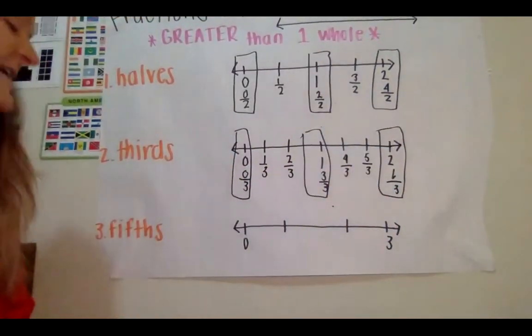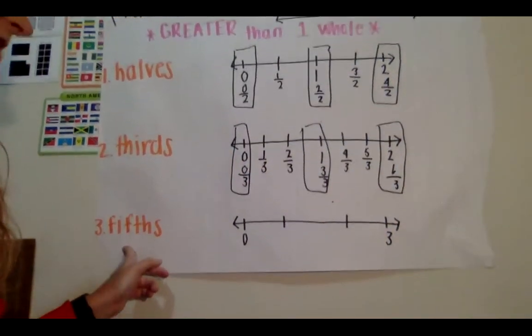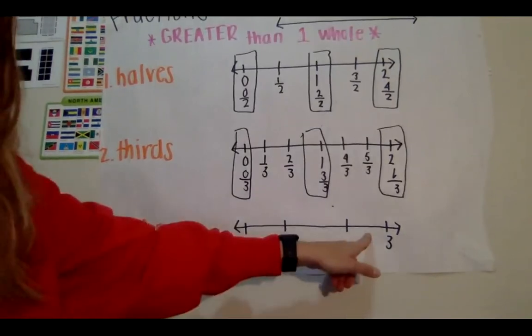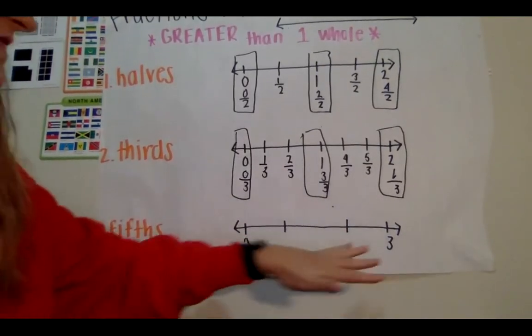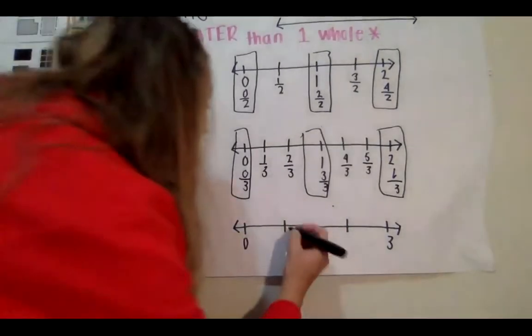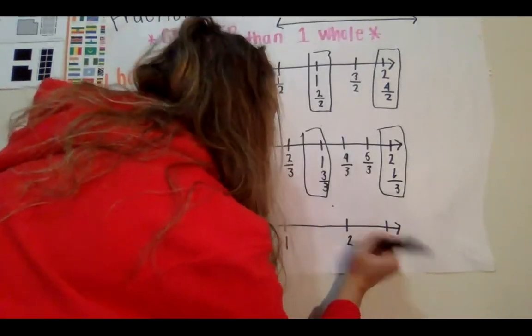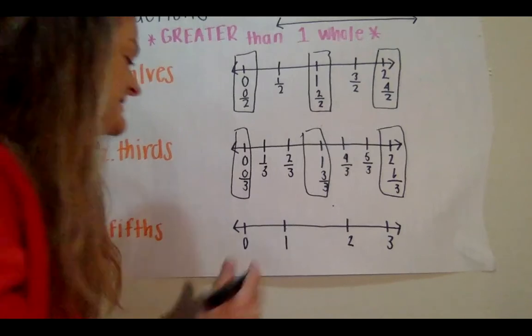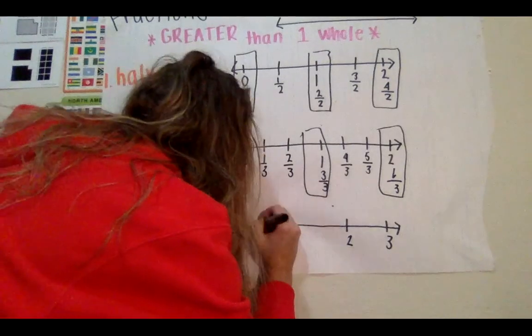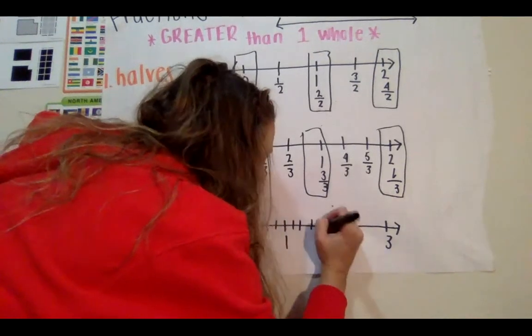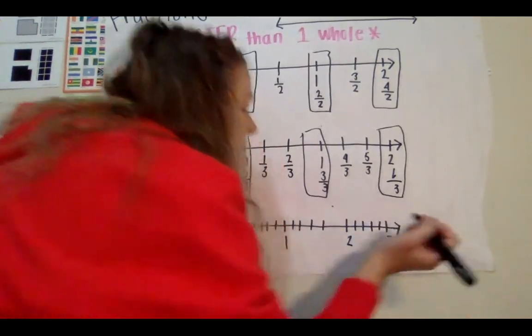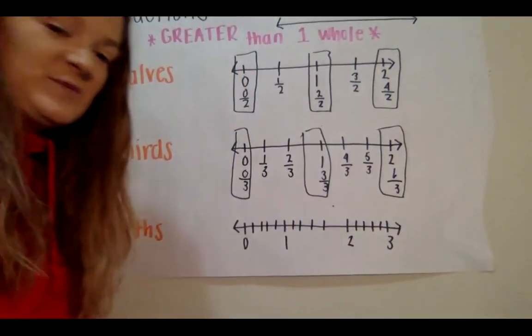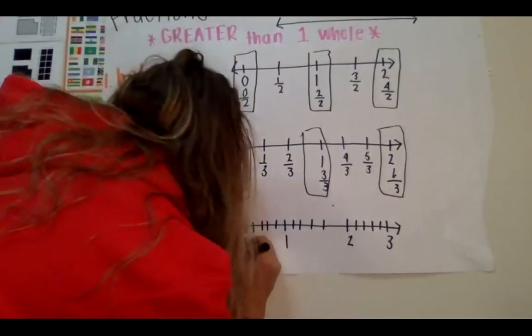Now let's look at our last one. This time it says fifths, but notice our number line is a little bit different. It's from 0 to 3. So I need to fill in those missing numbers, 1 and 2. Now, if I want fifths in between each whole number, that means I need to draw 4 lines. 1, 2, 3, 4, 1, 2, 3, 4, 1, 2, 3, 4. This one's gonna take a little bit longer, but let's start at 0.